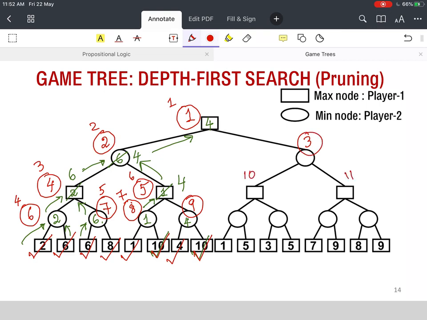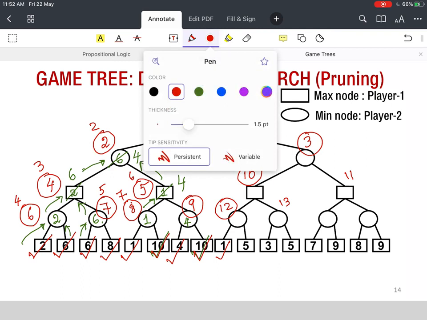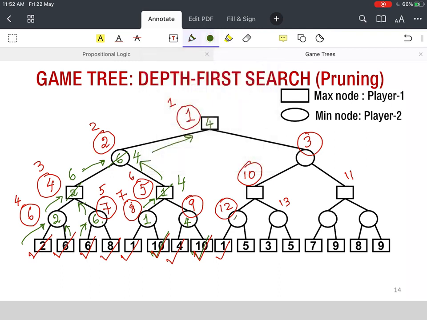So this node is seen now, and these two children, 10th and 11th, are expanded. Then this node is seen, and these 12th and 13th children are expanded. Then this node is seen in depth first search, and this is seen, and definitely this value becomes 1.